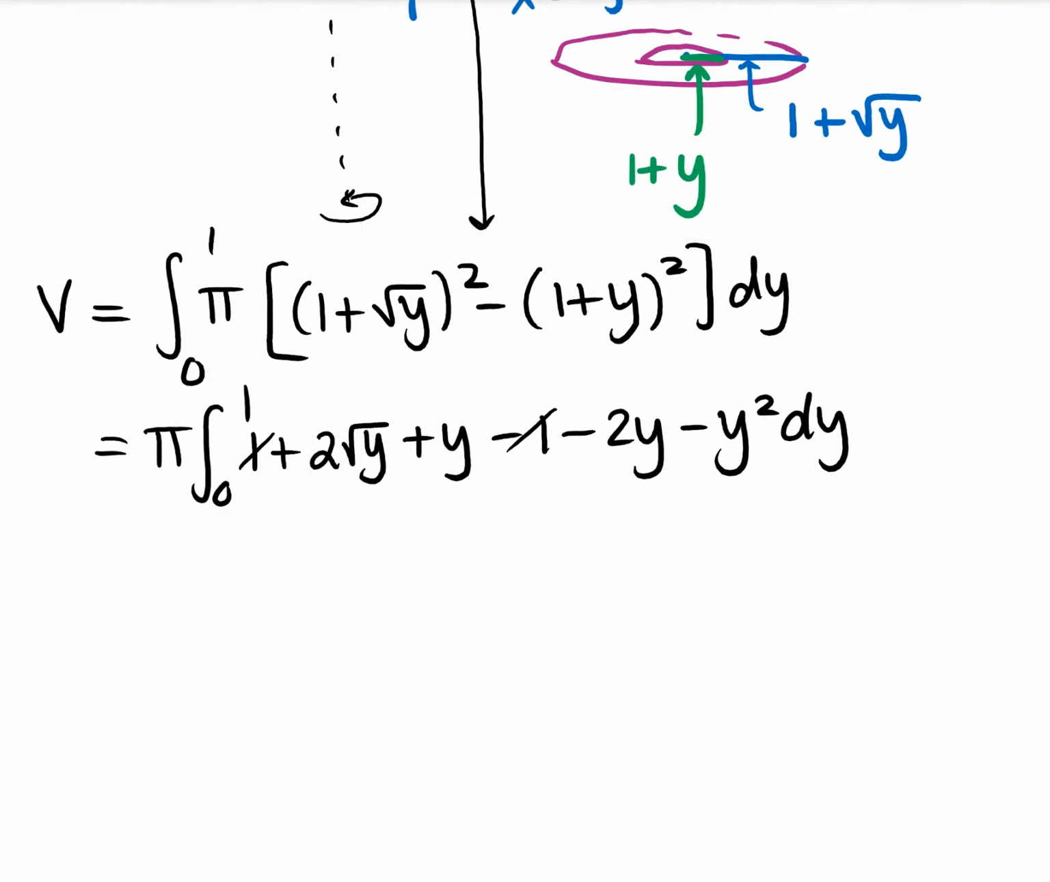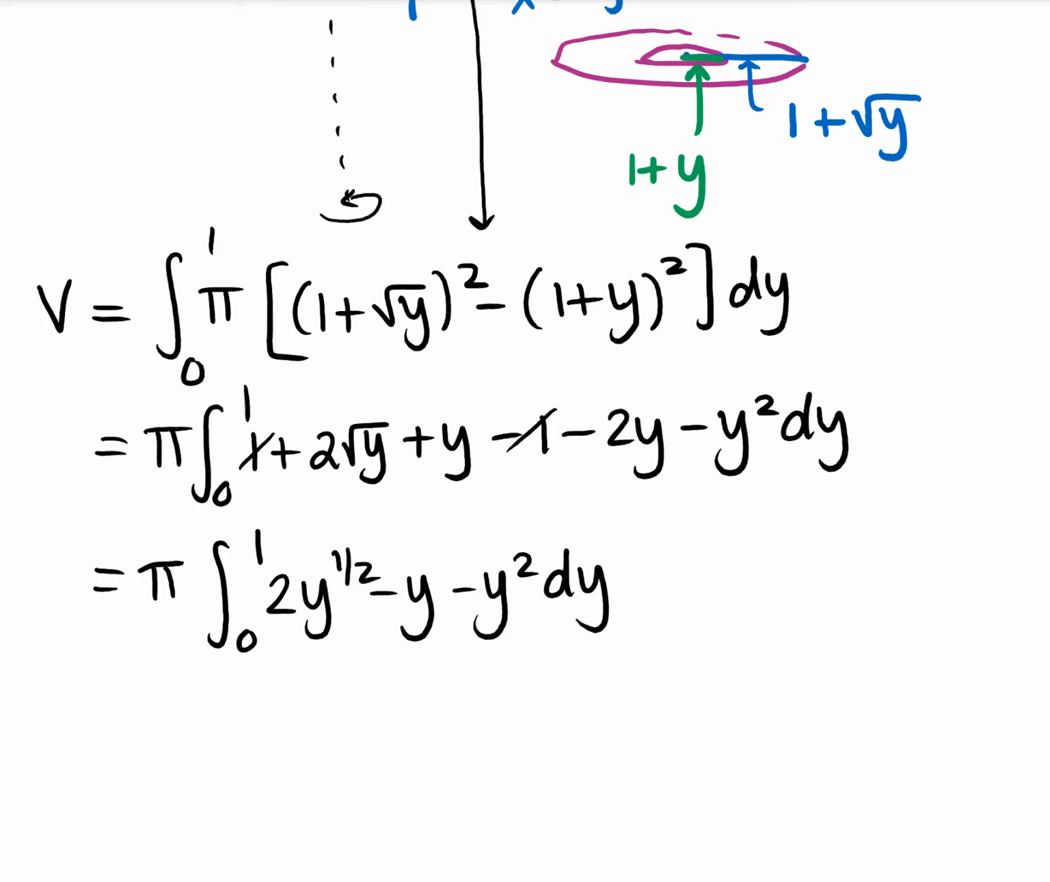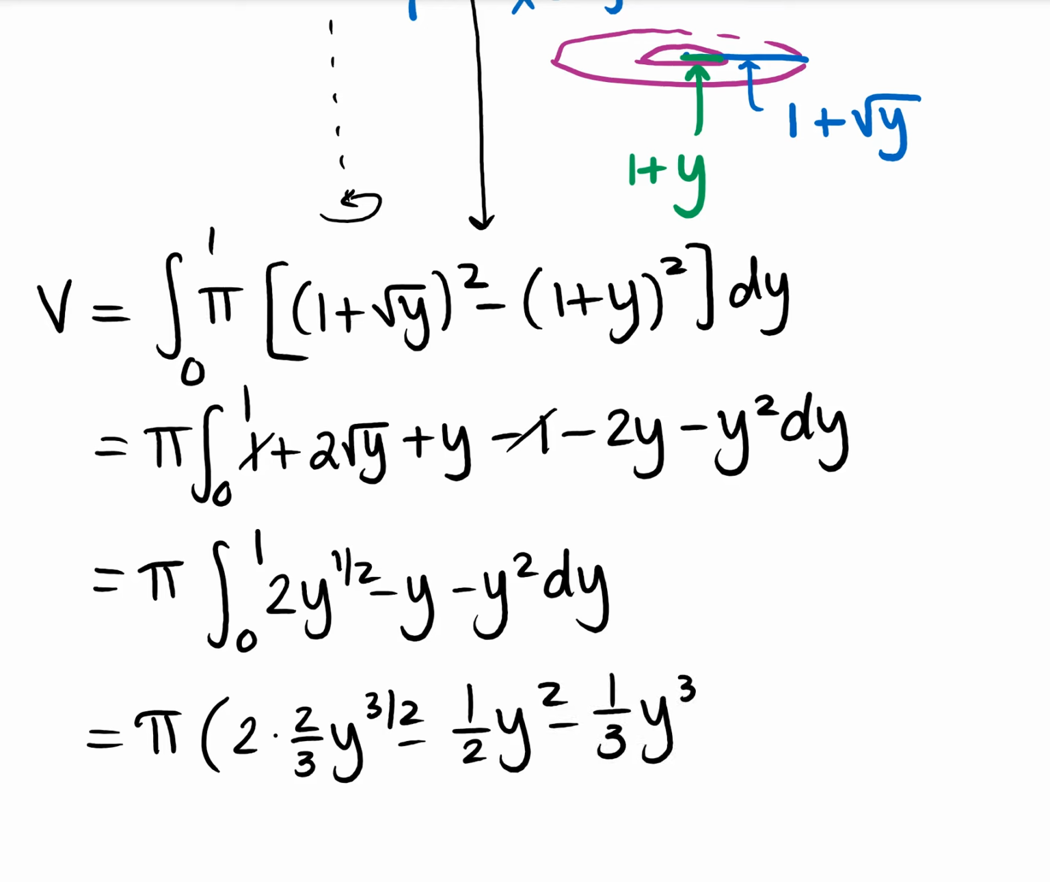So let's simplify this. I really, really encourage simplifying your integral before you actually take the integral. It's going to make it just a little easier to work with. So I have -y, my 1's canceled, minus y squared dy. This is looking pretty good. And now, of course, the easy part, right, is to take the antiderivative. So I believe that's 2/3 y to the 3/2 minus 1/2 y squared minus 1/3 y cubed, all evaluated from 0 to 1. I will not bore you by doing that all for you. That's not super fun, but it actually comes out pretty nice. It comes out to pi over 2.